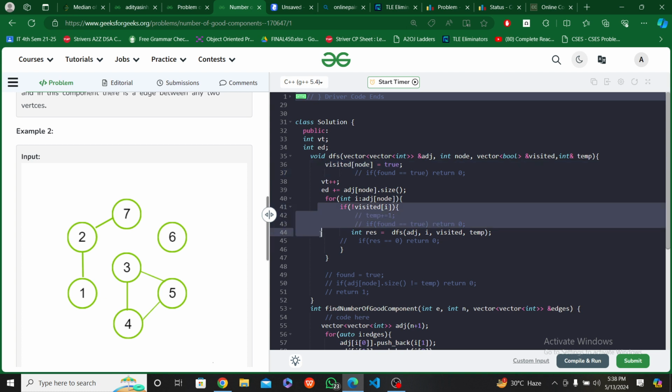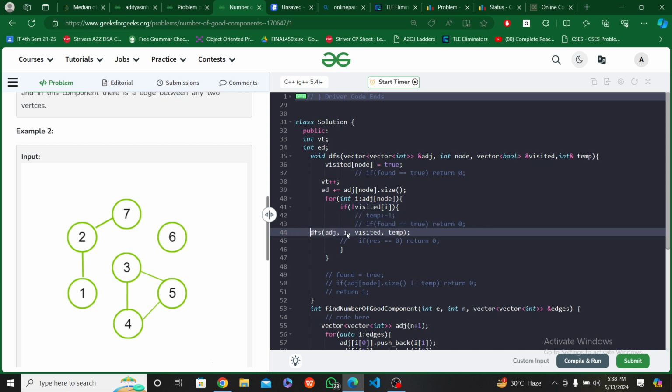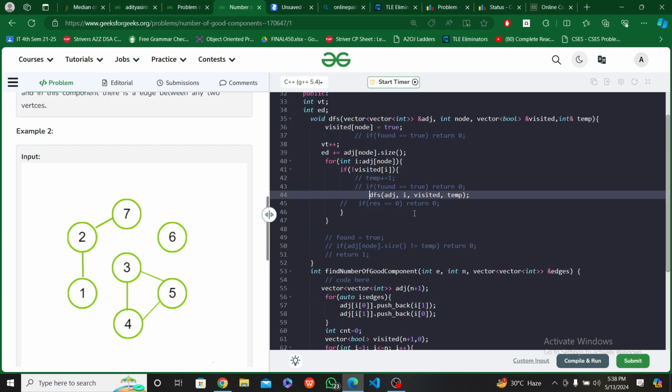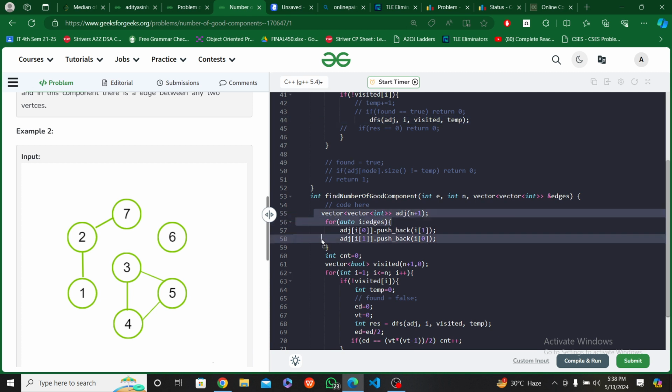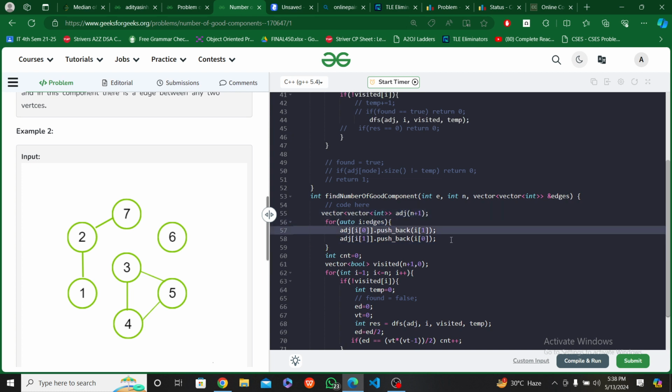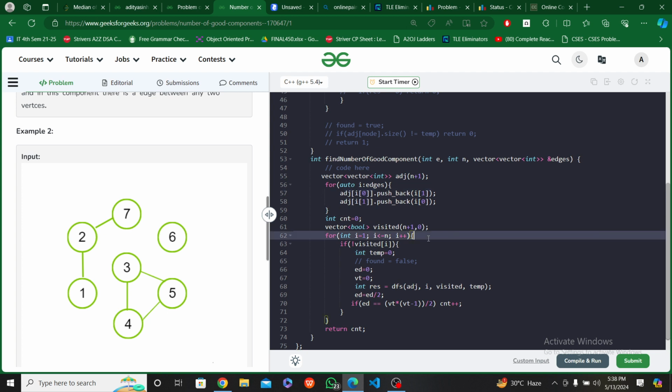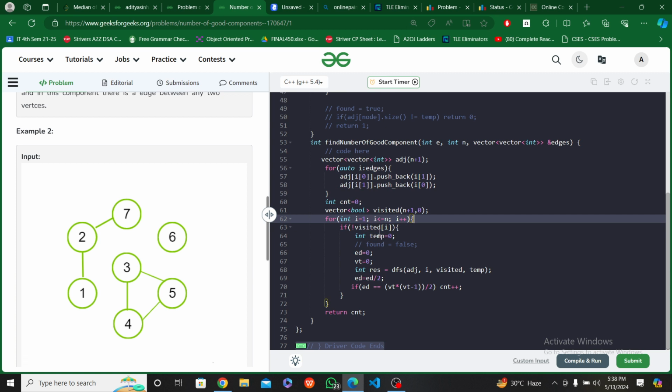I am calling adjacent values. If it is not visited, then I will call DFS. This is my adjacency vector. I am creating the adjacency vector here, and this is my visited. Okay, so I am calling 1 to n. This is my number of vertices, and if it is not visited, then I will call DFS. Otherwise it is visited, that means we have already visited.